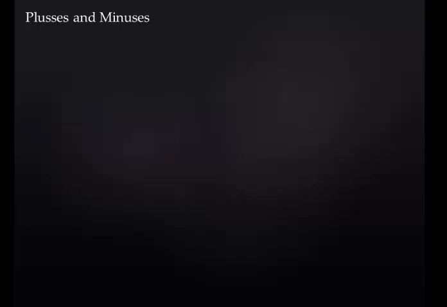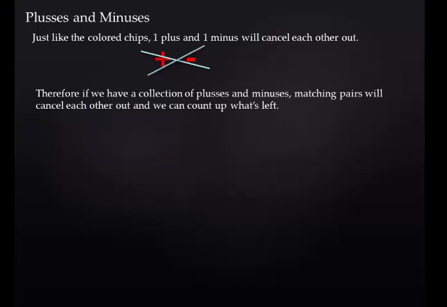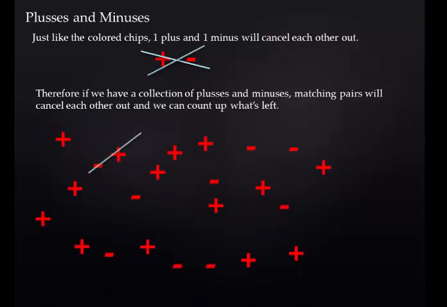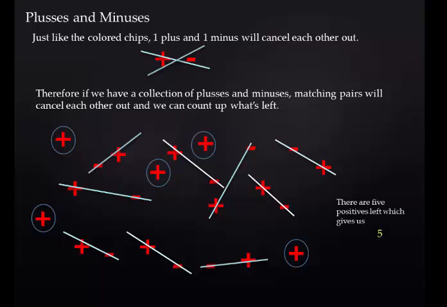We can also use another model. We can draw pluses and minuses. And just like with colored chips or pieces of paper, one plus and one minus will cancel each other out. So if we have a collection of pluses and minuses, matching pairs will cancel each other out and you count up what's left. So here I have a collection of pluses and minuses, and every plus will cancel with one minus. So you just go through, and it doesn't matter which plus goes with which minus, but once you're done, we count whatever's left, and I have 5 pluses left, so that's 5 positives, so we have +5.